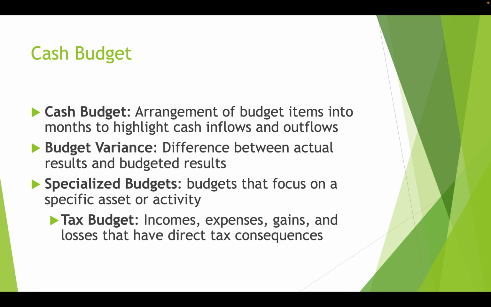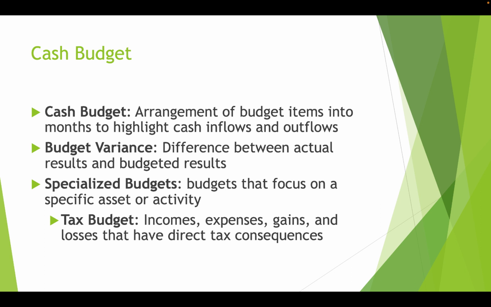Now, you can also have specialized budgets. These are budgets that focus on a specific asset or activity. A common one is a tax budget, which shows what incomes, expenses, gains, and losses have direct tax consequences. For example, when I was consulting, I had multiple income streams, and some years I would get more than others, and planning for that was necessary so I would know what I needed to set aside to pay my taxes each year. I think there was one year I did not do it correctly, and I ended up having a really high tax bill. So I'm very careful about my tax budgets now.